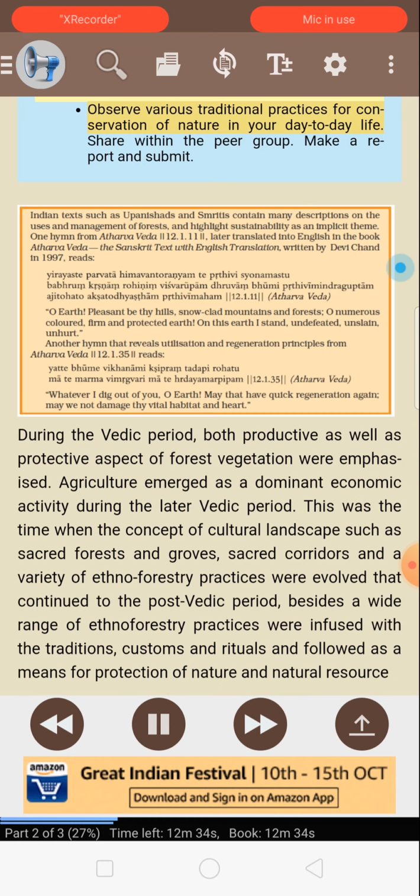Activity 16.5. Observe various traditional practices for conservation of nature in your day-to-day life. Share within the peer group. Make a report and submit.